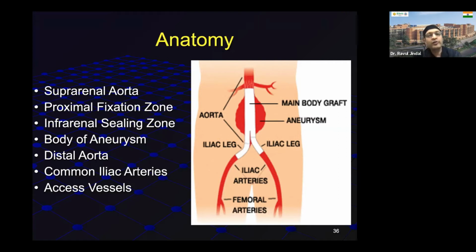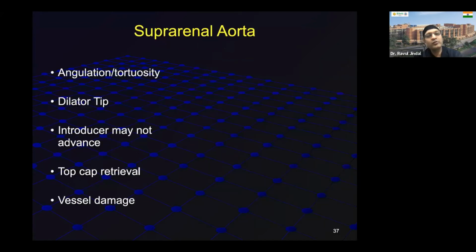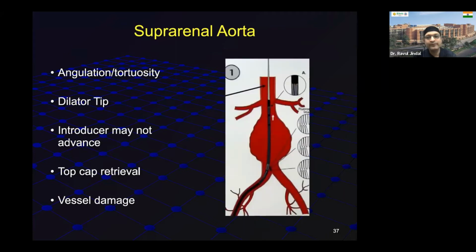So what I'm going to do is go through them one by one. First of all, we should look into the suprarenal aorta. What are the things to look into? In the suprarenal aorta, it is angulation and tortuosity, because if it is very angulated, then the knob of the limb will be there and you will not be able to get the dilated tip outside. Then there may be a problem in retrieval of the top cap.